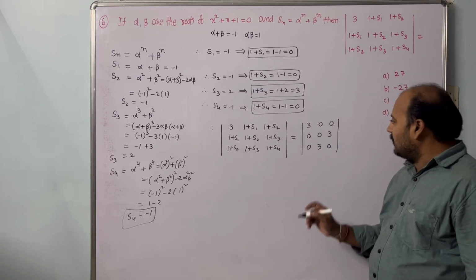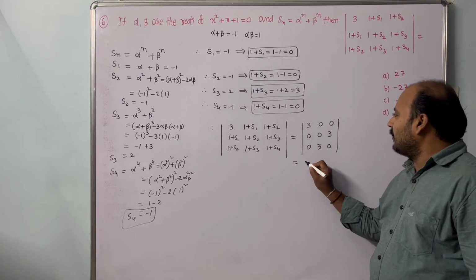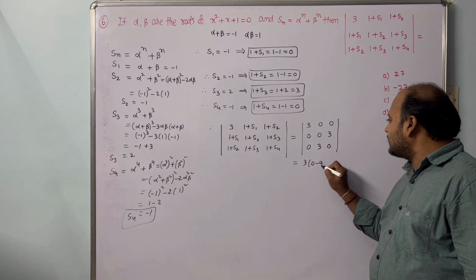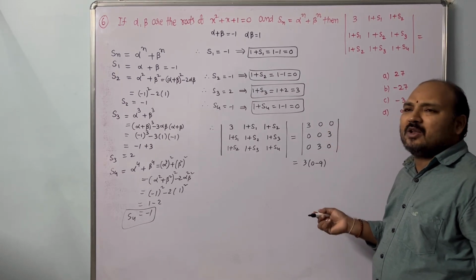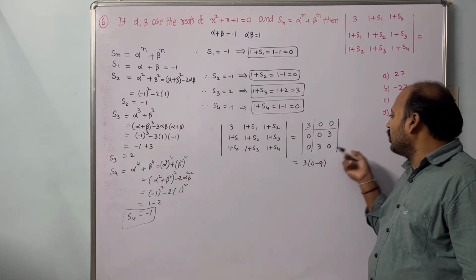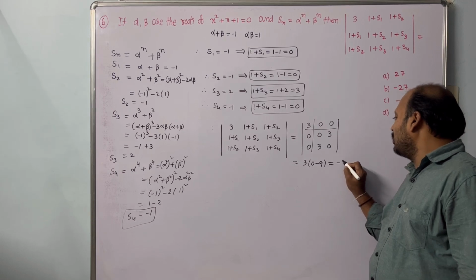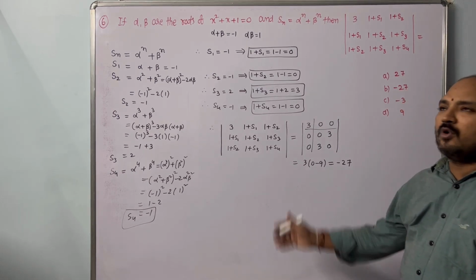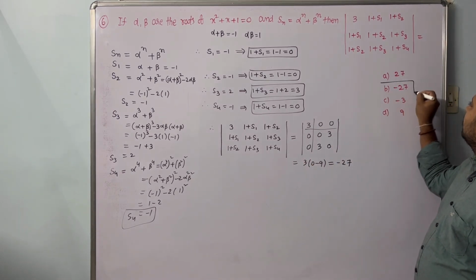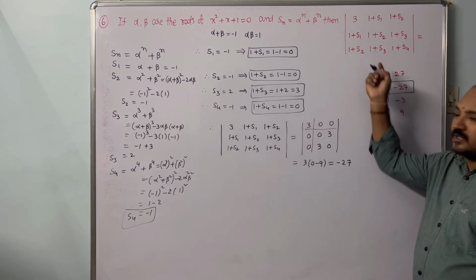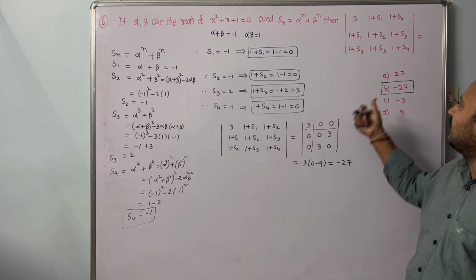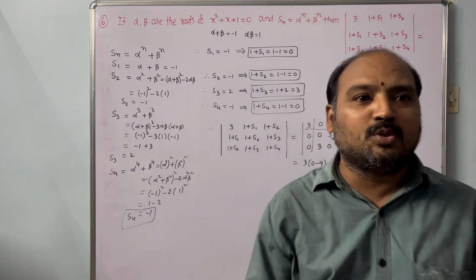So observe carefully. The determinant is 3 into 0 minus 9, and the remaining two terms are zeros. So that is equal to minus 27. Therefore, the determinant of the given problem is equal to minus 27. It is there in the second option. We will move on to another question.